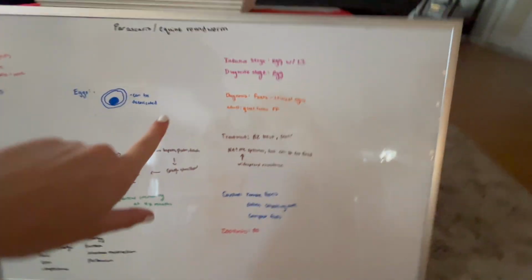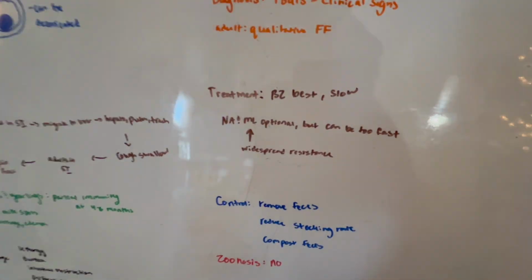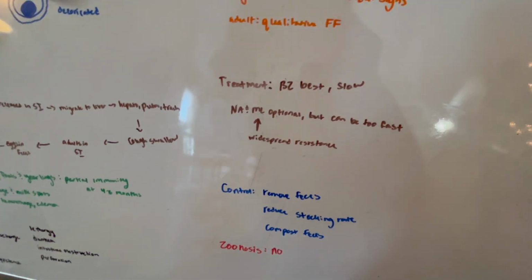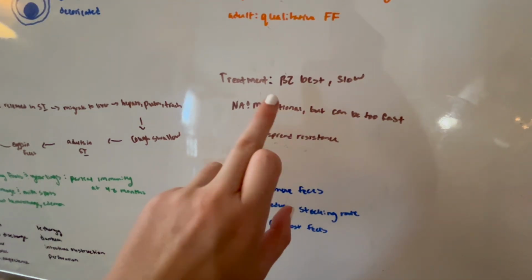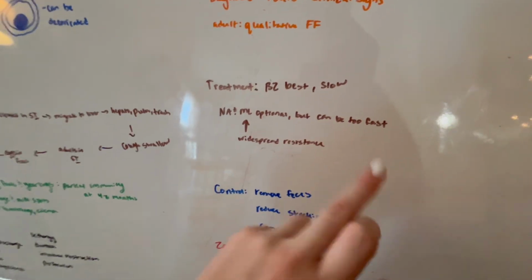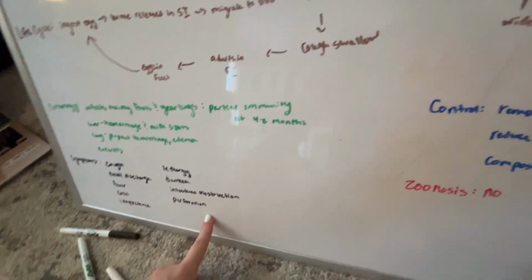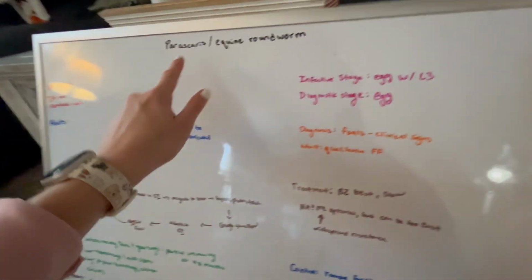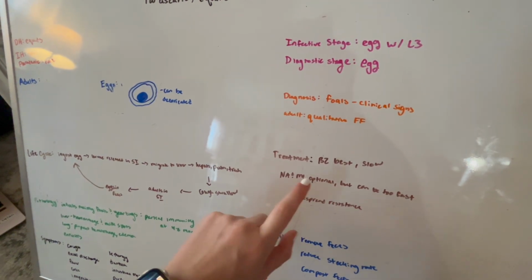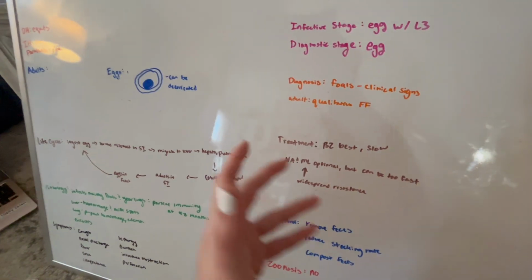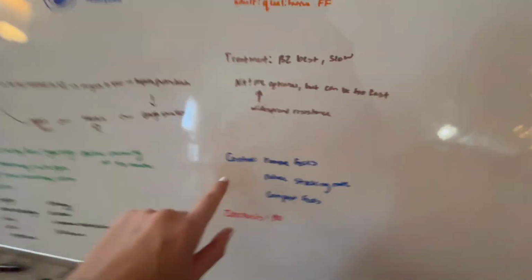Treatment, this is where it's important. Your benzimidazoles are going to be best because they kill them slowly. You can technically do your NAs and your MLs, but these are really fast acting. And if you push all of those adult roundworms out too fast, it can cause more intestinal obstruction and perforation. Also, Parascaris has widespread resistance to macrocyclic lactones. So yes, it technically can work if they're not resistant, but it just wouldn't be a good option in general.